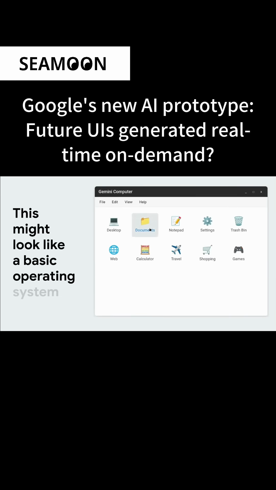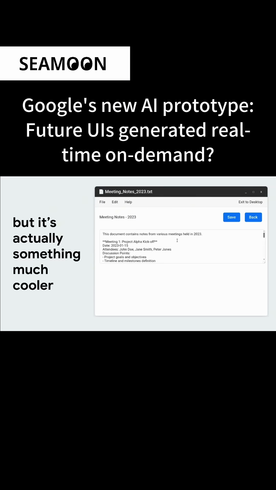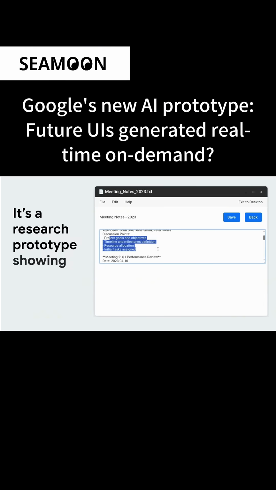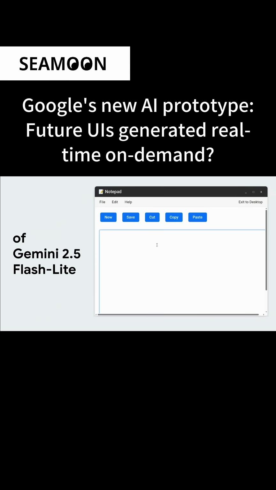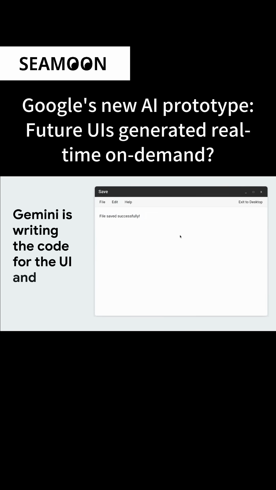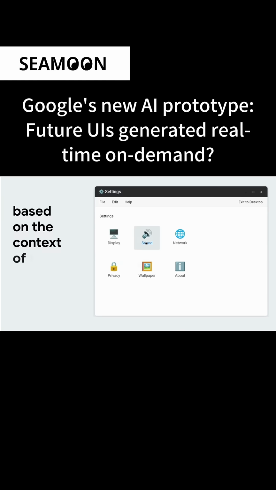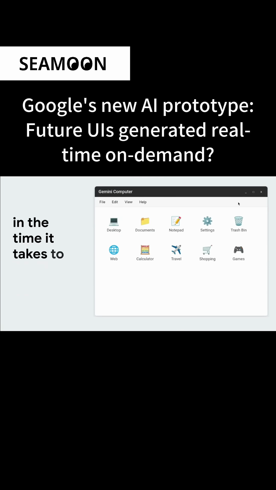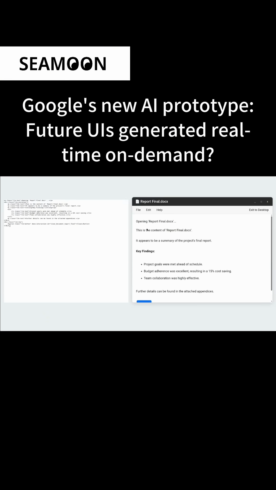This might look like a basic operating system, but it's actually something much cooler. It's a research prototype showing off the capabilities of Gemini 2.5 Flash Lite. Every time you click through to a new window, Gemini is writing the code for the UI and its contents for the very first time, based on the context of the previous screen and the time it takes to click a button. That means this is a non-deterministic operating system.